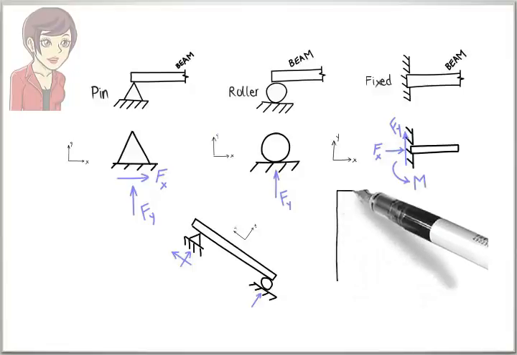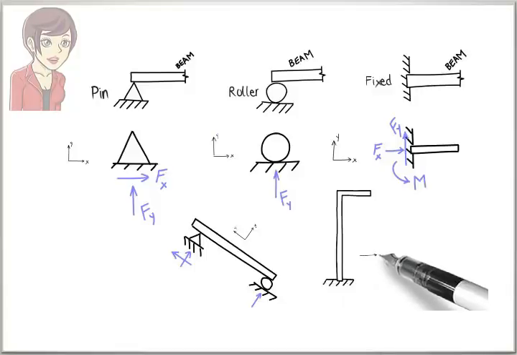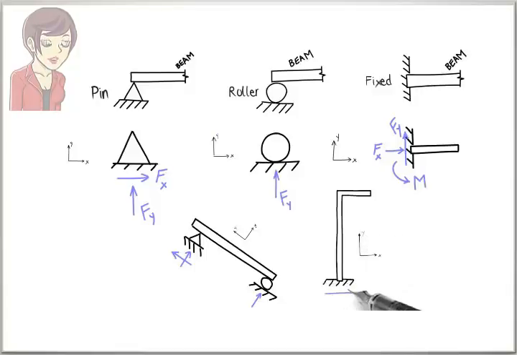In this example, the beam is fixed at one end, but free at the other end. Therefore, there are three reactions involved here: a force in the x direction, a force in the y direction, and a bending moment.